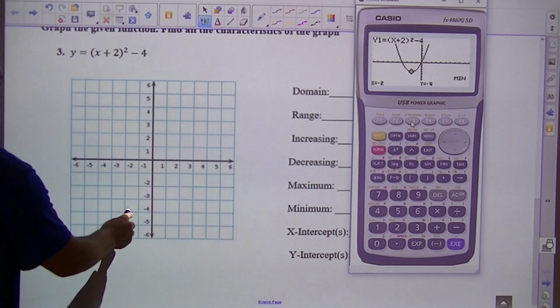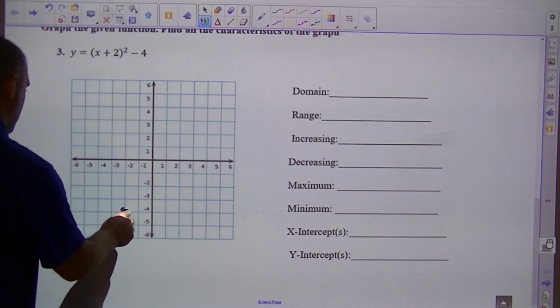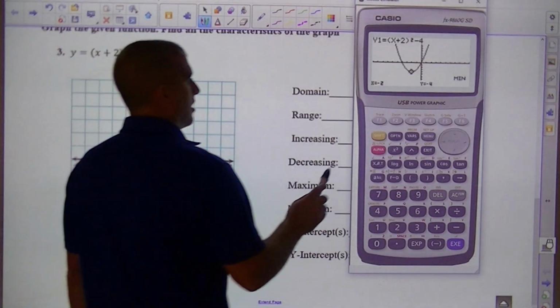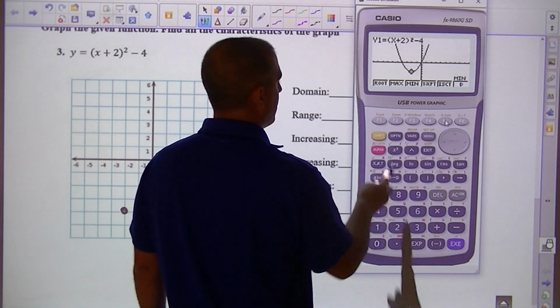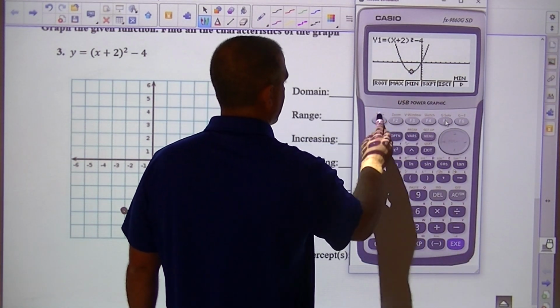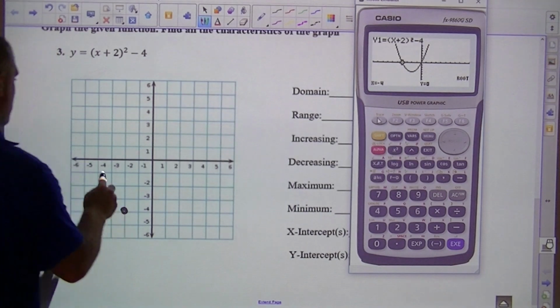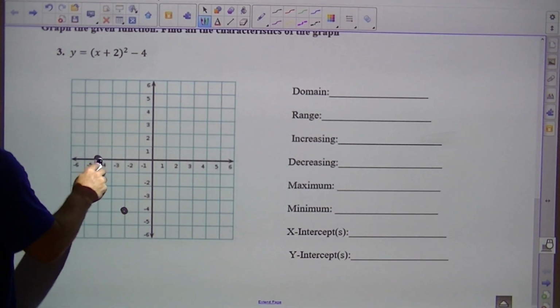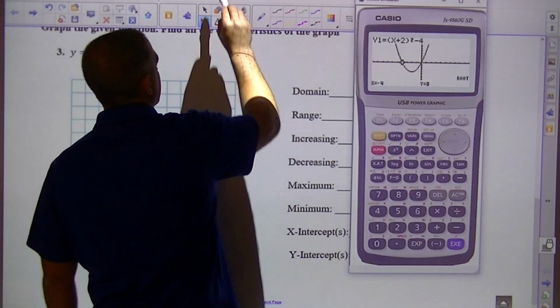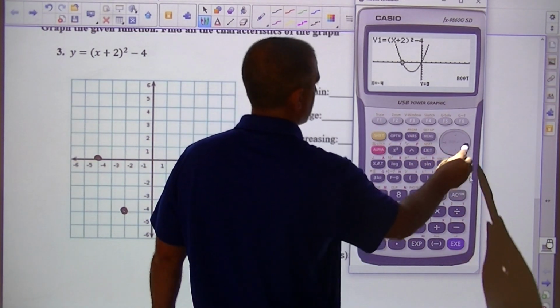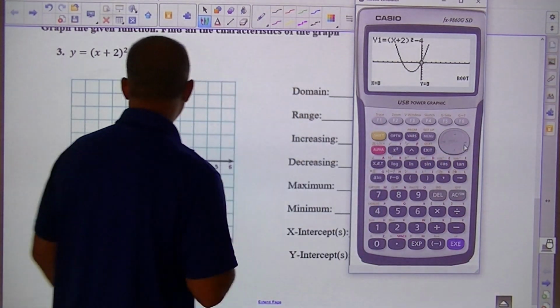So -2, -4. I have a point. I'm going to do G-solve root, which will give me the x-intercepts. -4, 0. And if I hit over, 0, 0.